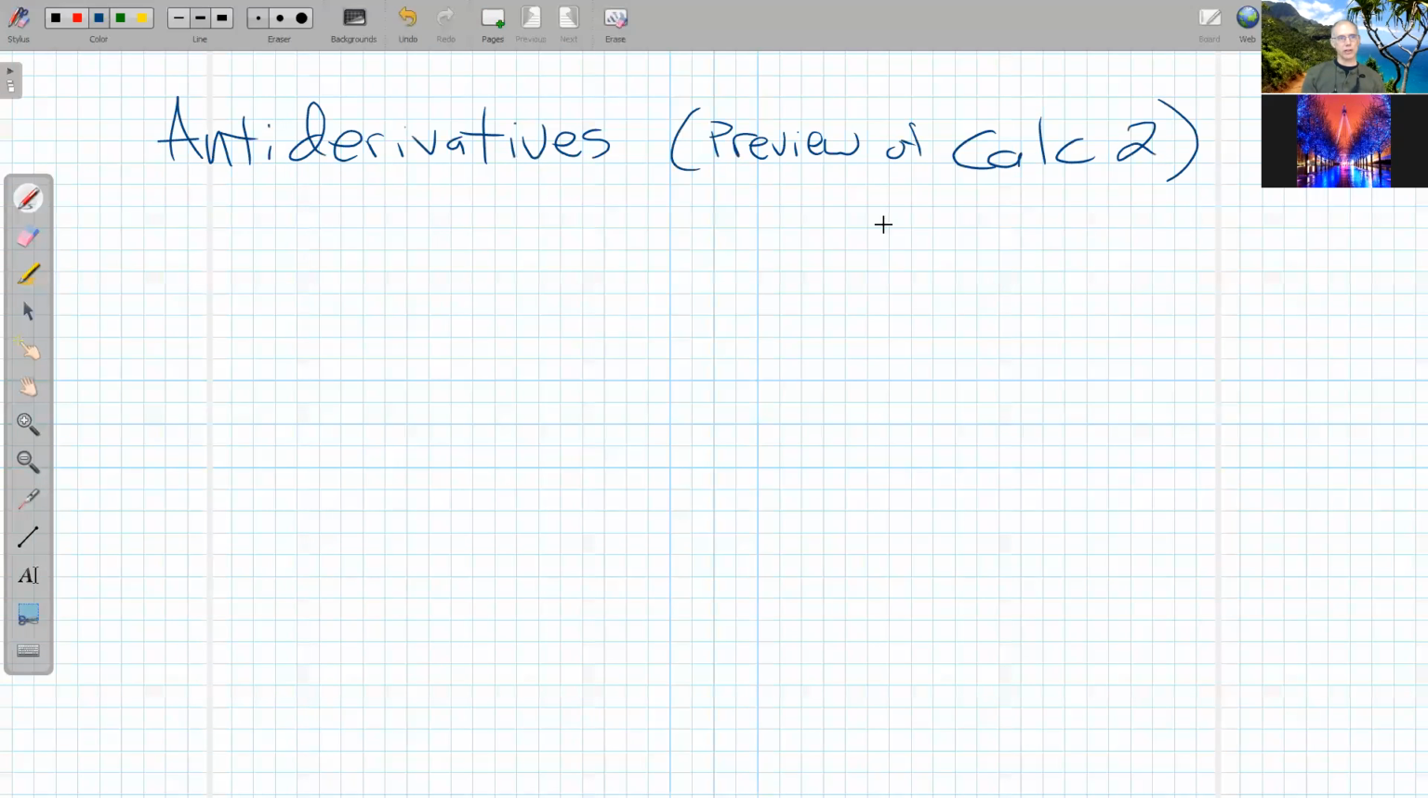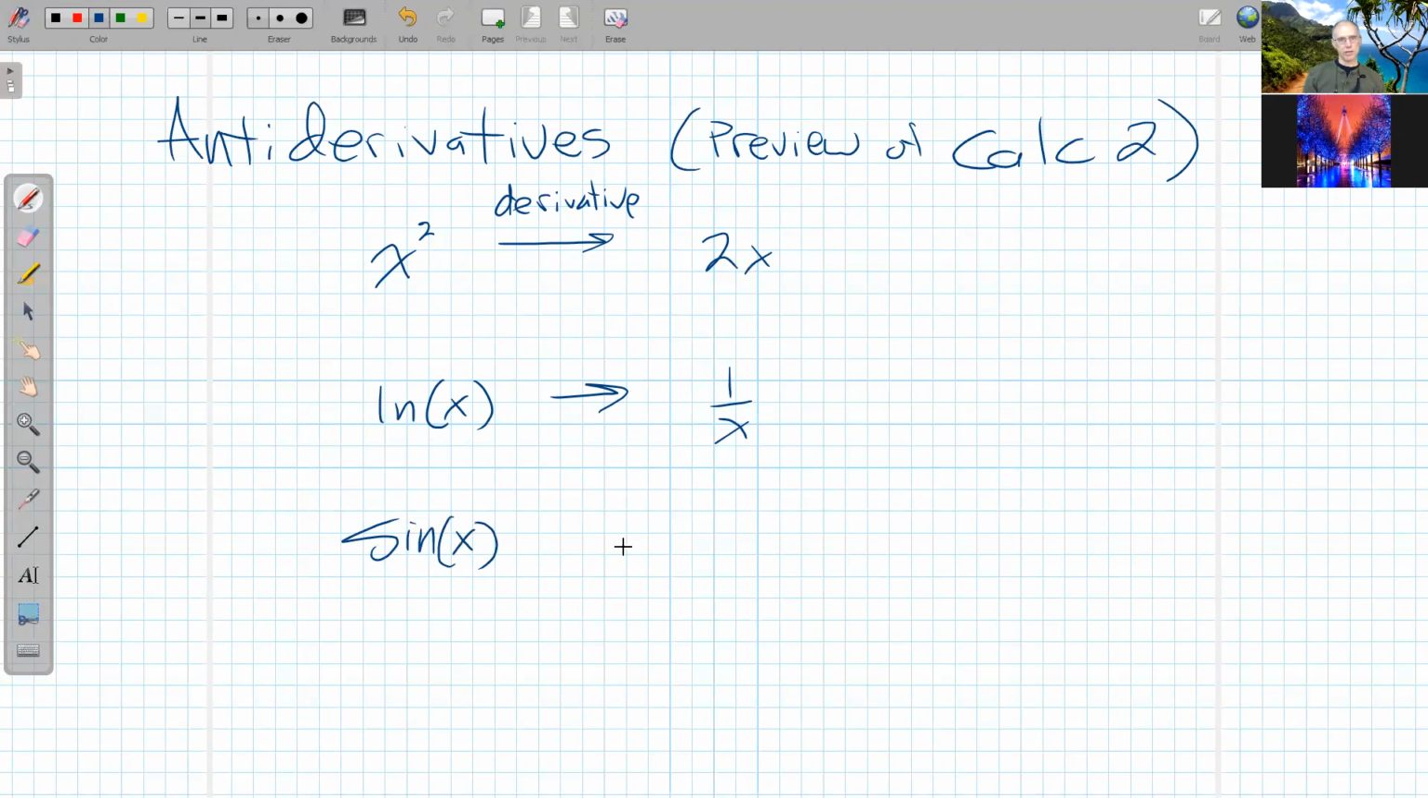So preview of calculus 2 with antiderivatives. So just derivatives. We're getting pretty good at those now. If we take something like x squared and we take the derivative of that, then we get 2x. If we take natural log of x and you take the derivative of that, we get 1 over x. So just a few we should remember. Sine of x gives us cosine of x. And we've accumulated a huge list of these derivative shortcuts that we've just memorized, so we don't have to apply that definition all the time.